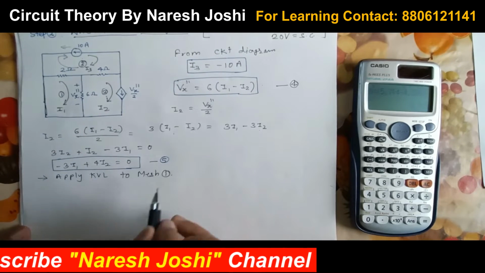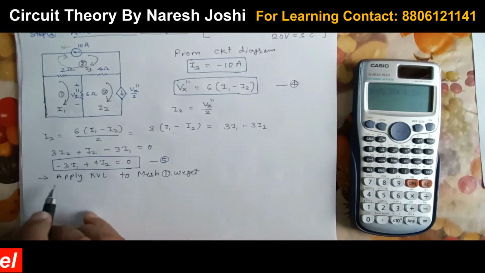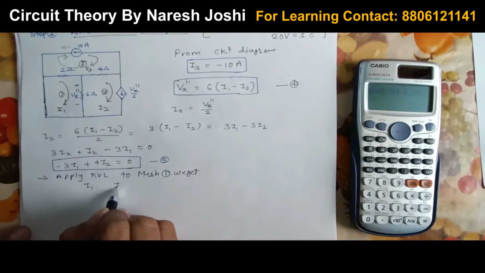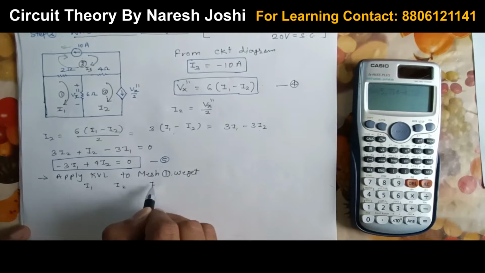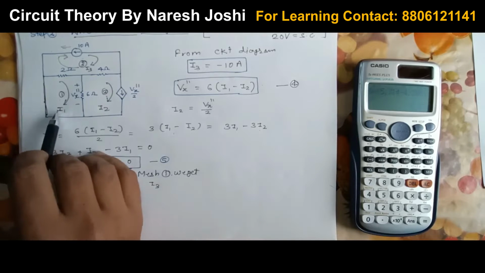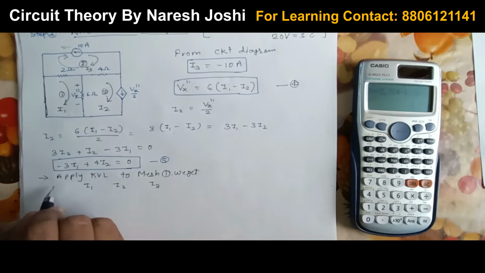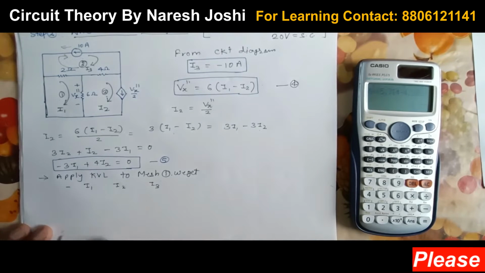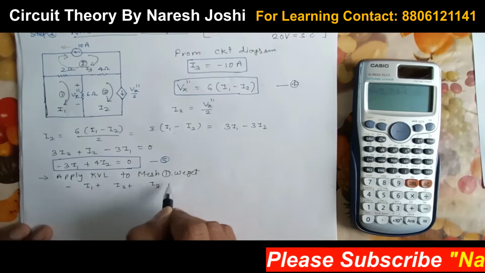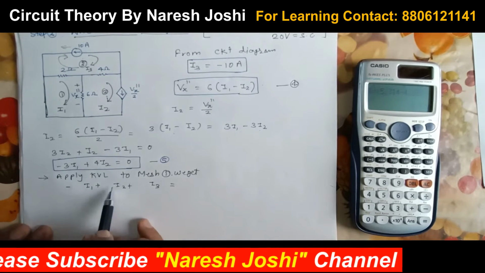So let's see here. We will directly write down I1, I2 and I3, because there are 3 currents, I1, I2 and I3. We are applying the KVL to mesh 1, so I will write this as minus and the remaining all with positive. Then you have to write down the magnitude of I1, I2 and I3.